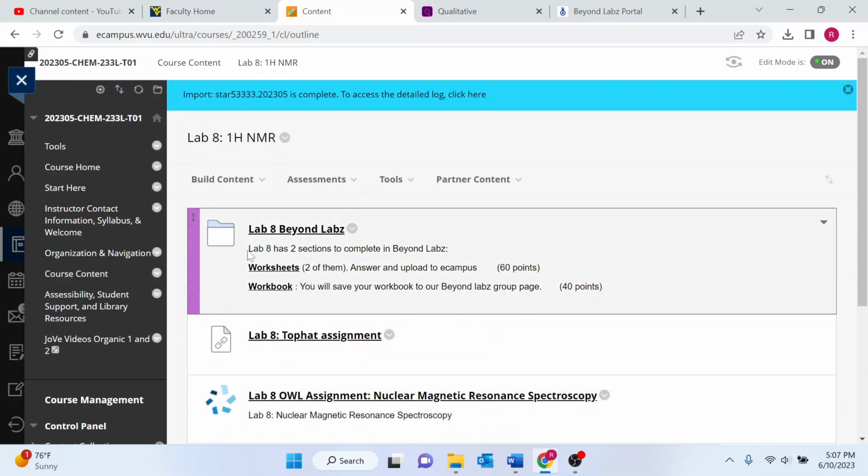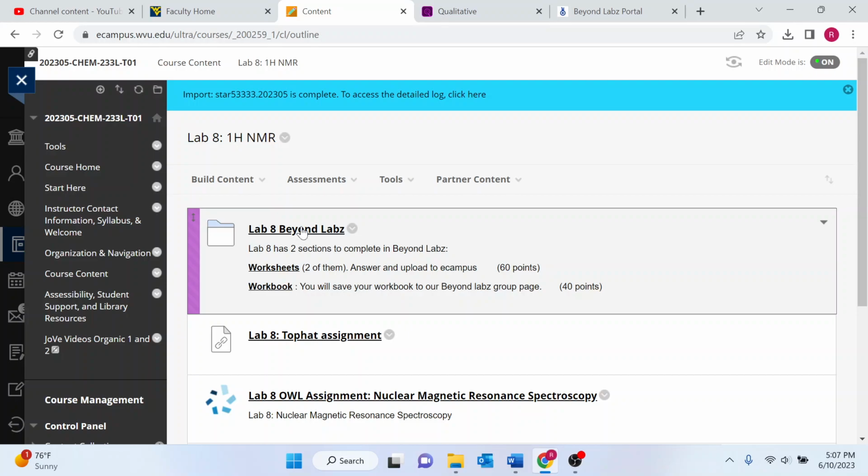This video is a demonstration of Lab 8 Beyond Labs. For this lab, just go to eCampus to access the worksheet, and from the worksheet, you can access the workbook. You are going to answer the worksheets and upload them to eCampus. And then the workbook, you're going to save it on the Beyond Labs platform.